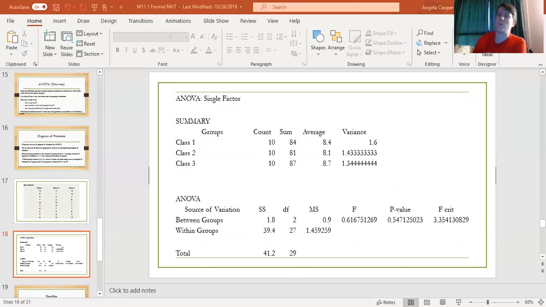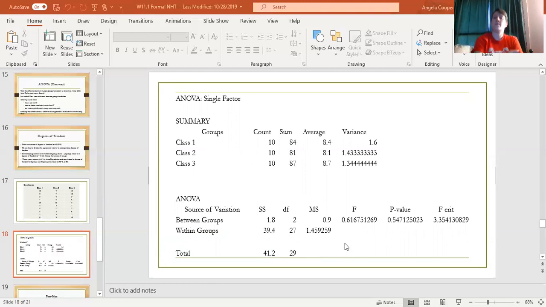But down here is where we're going to determine the significance. So this degrees of freedom here, we have the between groups and the within groups. Keep in mind that to calculate the degrees of freedom for between groups, we take the number of groups we have, which was 3, and subtract 1. And for within groups, it's taking the total number of people, so 10 plus 10 plus 10, 30, and subtracting the number of groups we have, so 30 minus 3, that gives us 27.